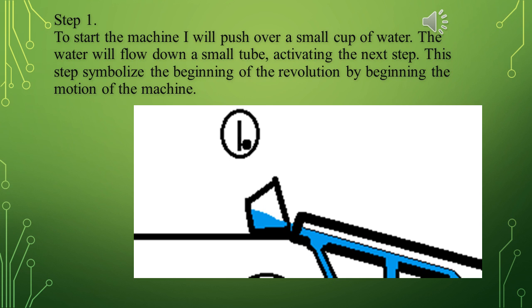Phase 1. To start the machine, I will push over a small cup of water. The water will then flow down a small tube, activating the next step. This step symbolizes the beginning of the revolution by beginning the motion of the machine.